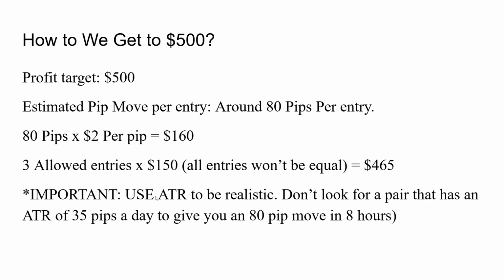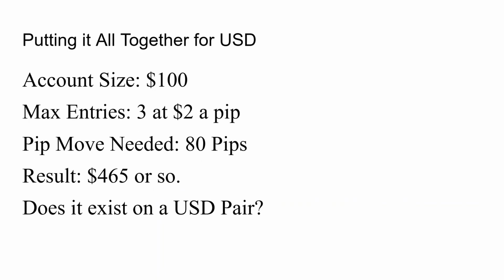Now, an important thing you want to do is check the ATR, or the average daily range, ADR, ATR, same basic thing, and see how far a pair moves in each day. If you're looking at a pair that has an average daily range or average true range of 30 pips, don't expect it to move 80 pips just because you took a trade. The chances of that happening are slim to none. So be realistic.